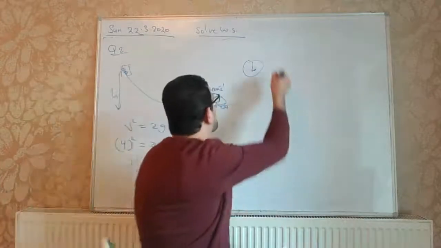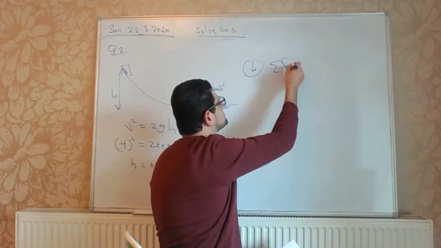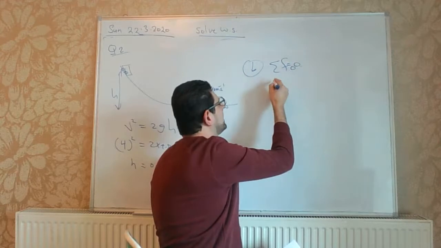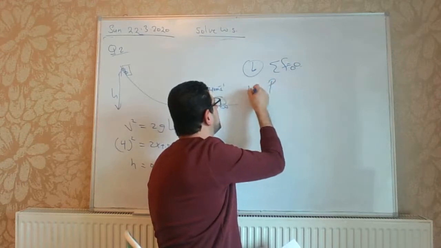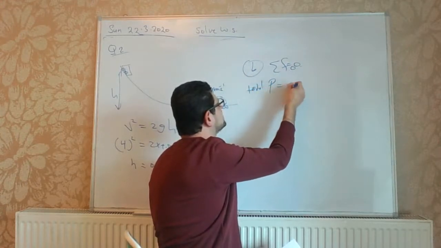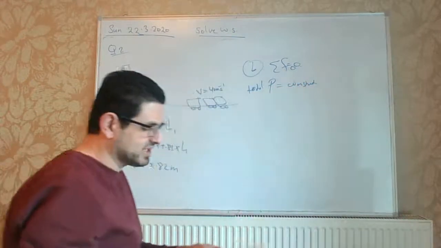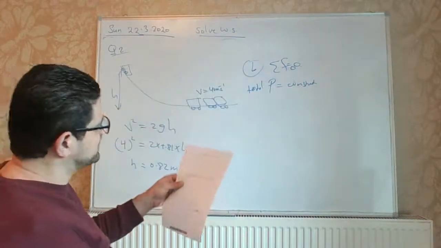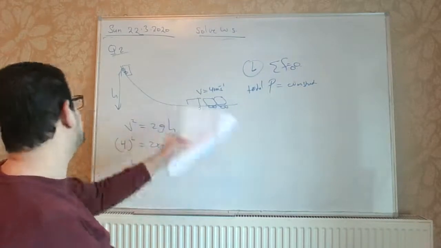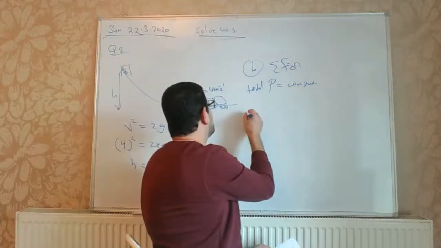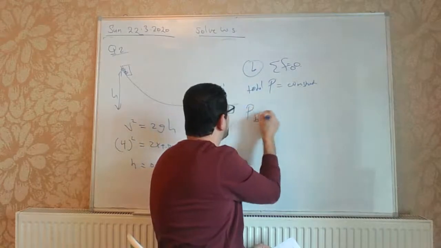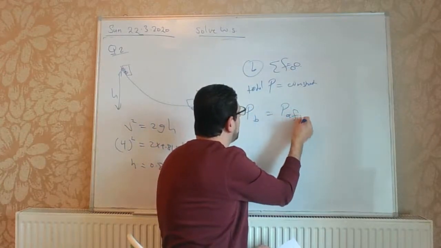We said in case of no resultant force, the total momentum stays constant. But you must say in case of no resultant force. Use this law to calculate the speed immediately after. P before equals P after.